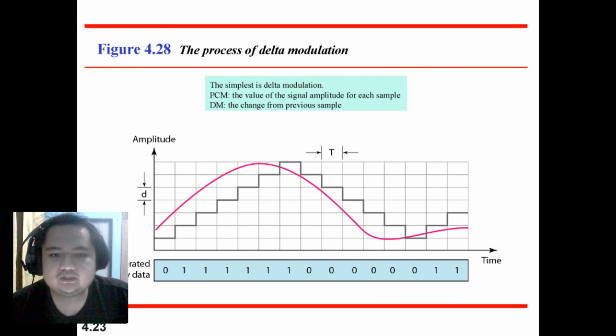Process of delta modulation. In the simplest data modulation, PCM, the value of the signal amplitude is encoded for each sample. In DM, the change from the previous sample is encoded. So you can see in the graph there is a lot of overload noise and granular noise. The granular noise is less, but the overload noise is huge.